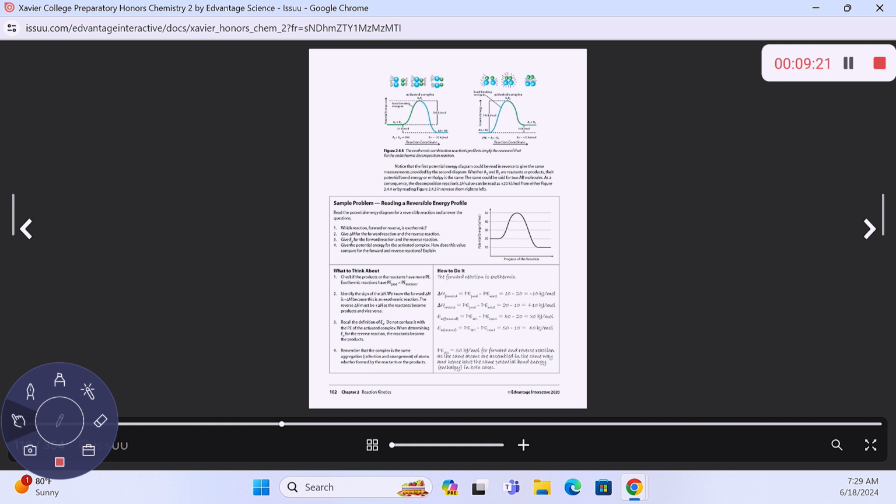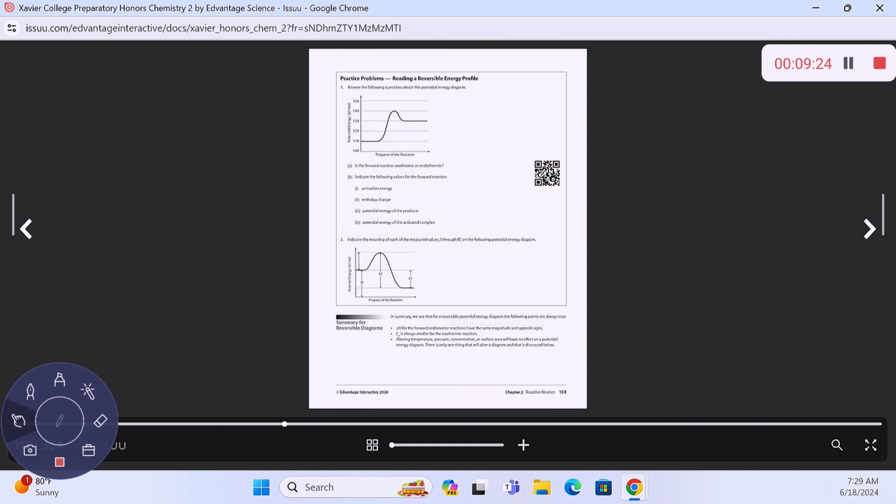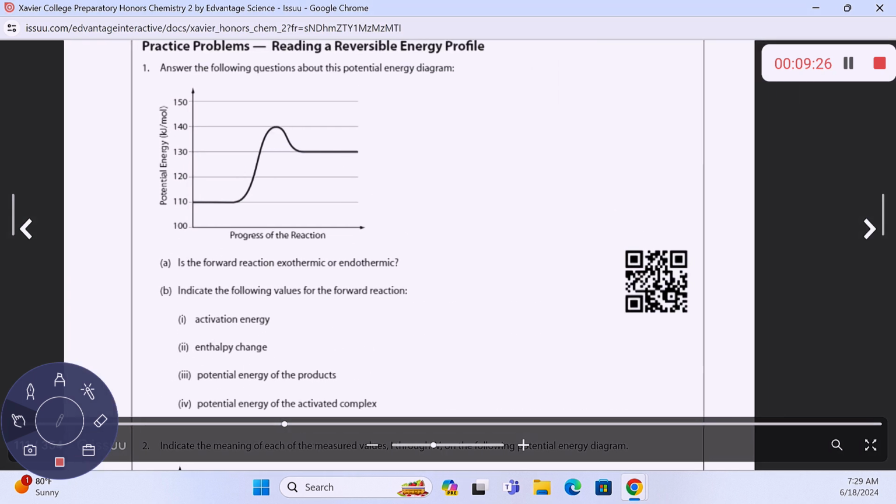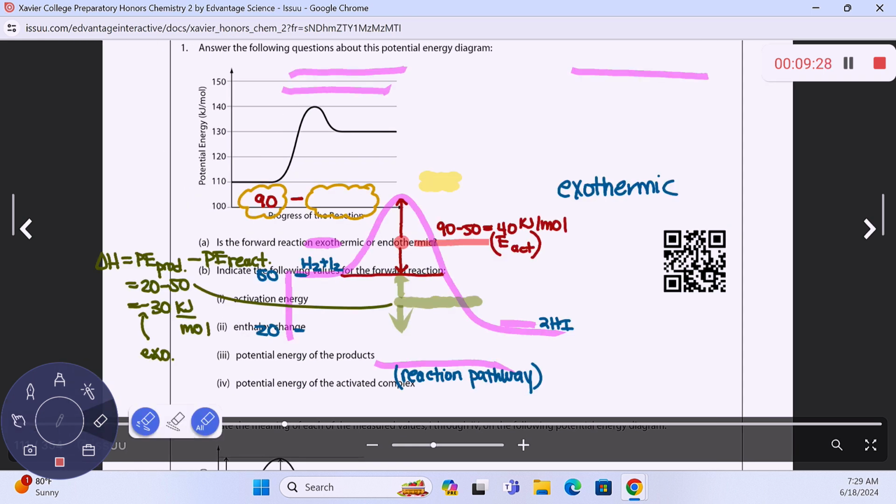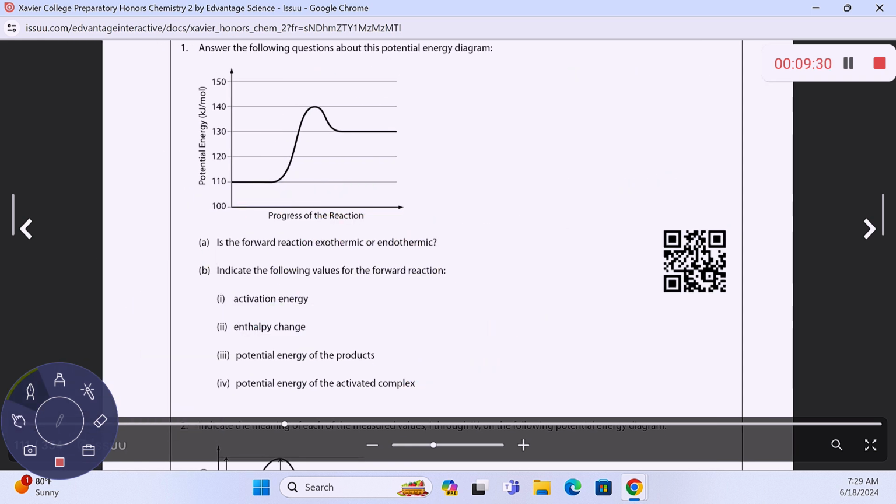Let's go to the reversible reactions. I want to go over here. Let's go to these practice problems, okay? All right. For A, I want to know if the forward reaction is exothermic or endothermic. You tell me. Yeah, this is endothermic, and the reason is because the potential energy of the product is greater than the potential energy of the reactant. Like, we are absorbing energy, okay?